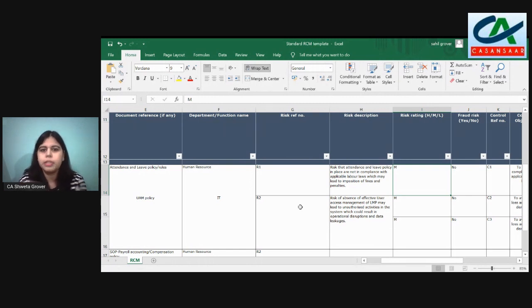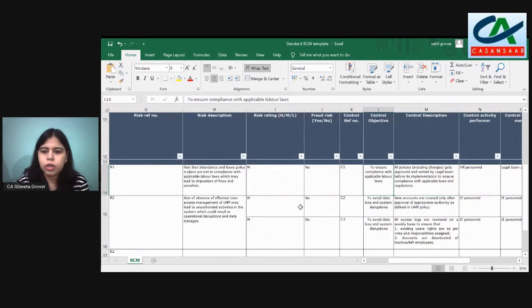So your risk depends on the control. When we discuss the control, then you define your risk ratings. Is this a fraud risk? No, this is not a fraud risk. Control: what is the control to it? The control objective would be the same, to mitigate the particular risk. So we'll mention the control objective: to ensure compliance with applicable labor laws.